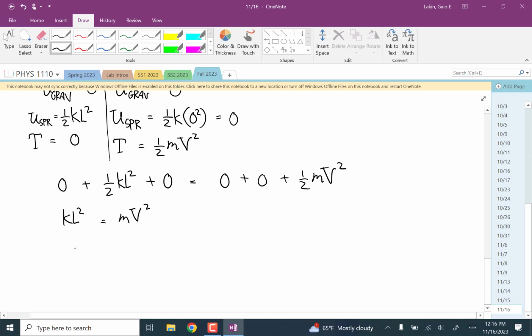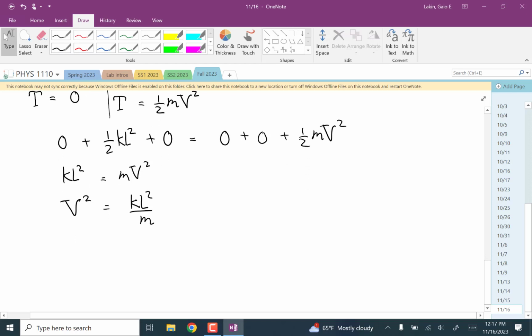Divide both sides by m and you get v squared is equal to KL squared over m. Take the square root of both sides and you get that v is equal to, we want the positive because we're looking for a speed, L times square root of k over m. This is equal to the square root of KL squared over m. And then the square root of L squared is L, so you can pull that out and you get this. I just simplified it in 2 steps, did 2 steps in 1.